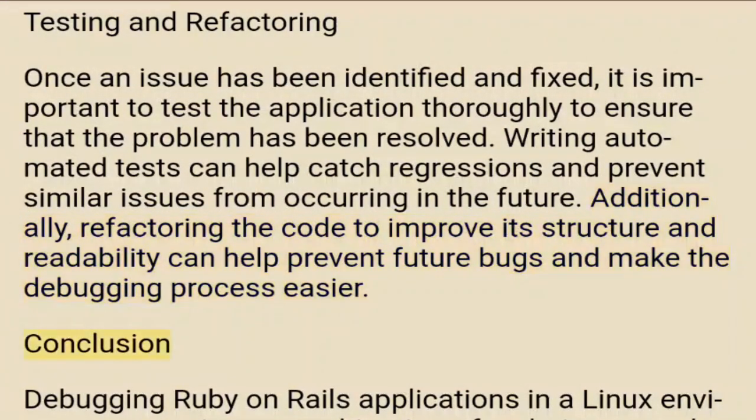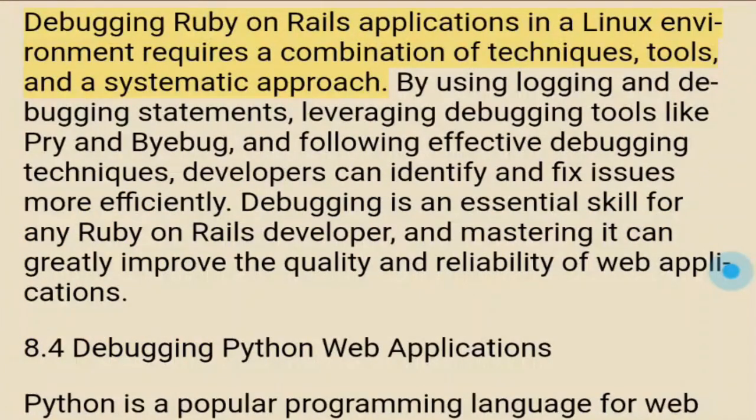Conclusion. Debugging Ruby on Rails applications in a Linux environment requires a combination of techniques, tools, and a systematic approach. By using logging and debugging statements, leveraging debugging tools like Pry and Byebug, and following effective debugging techniques, developers can identify and fix issues more efficiently. Debugging is an essential skill for any Ruby on Rails developer, and mastering it can greatly improve the quality and reliability of web applications.